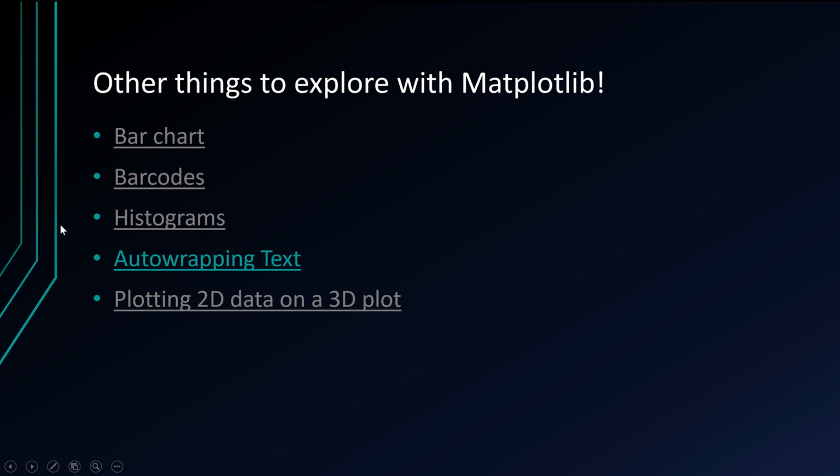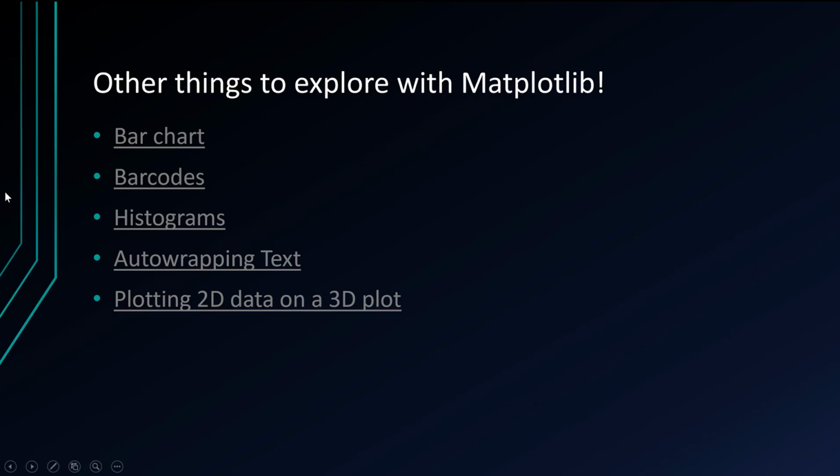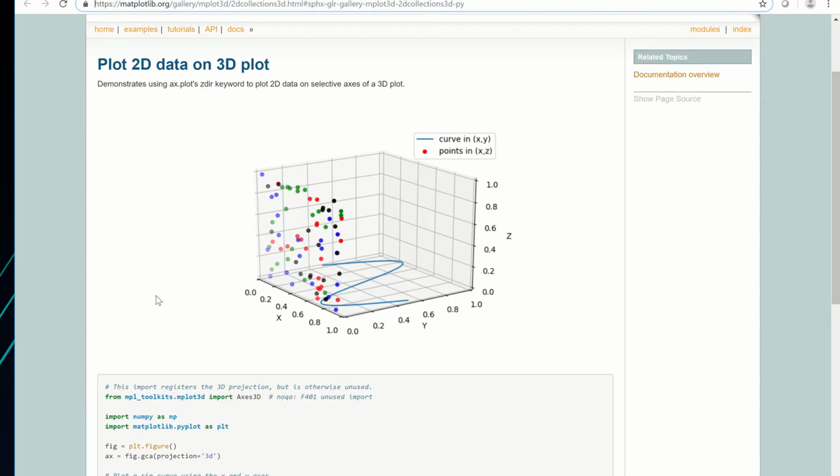And then after histograms, we have linked auto-wrapping text. And we can see that this is really interesting. It doesn't really fit in the graph, but this is the point of auto-wrapping text, is that you can do this effect on it. And then lastly, we have plotting 2D data on a 3D plot. And as you can see here, we have lines and different points that are all in this 3D plot.